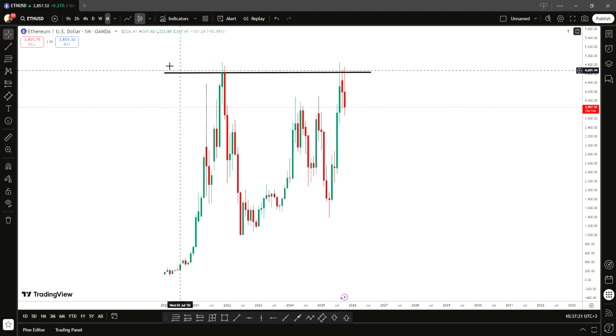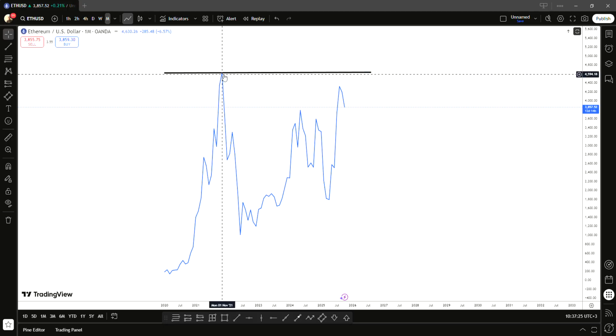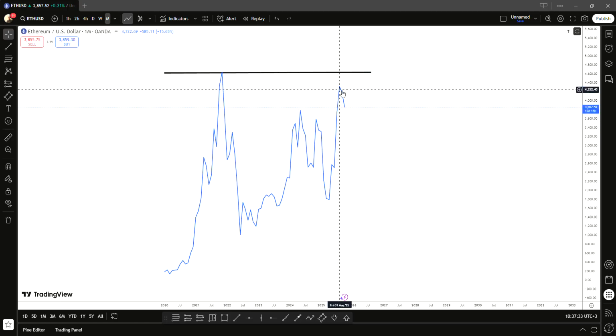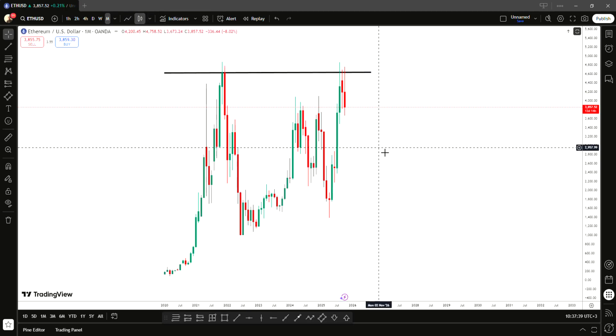Why? Because when I got the line chart, this is the last point that price has gone to and closed above this one here. So I mark it, and I'm expecting price to either come here, go through, or reject and drop. Good.